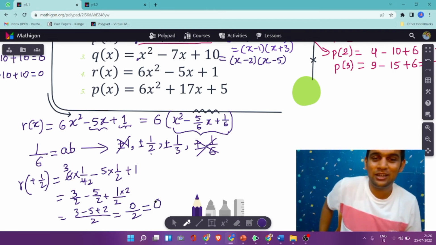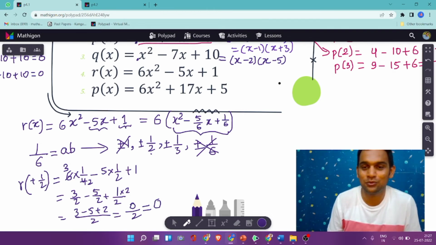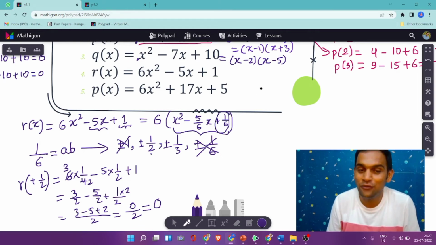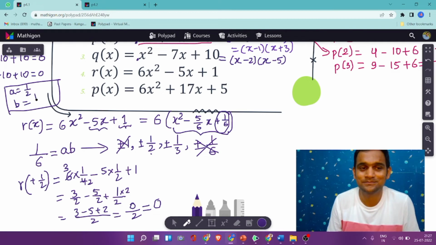So that means one of the factors is plus 1 by 2. Let me write over here in the corner that a equals 1 by 2. Now what is your guess? Since it is plus 1 by 2 and the product is plus 1 by 6, b should be 1 by 3, right? Plus 1 by 3.